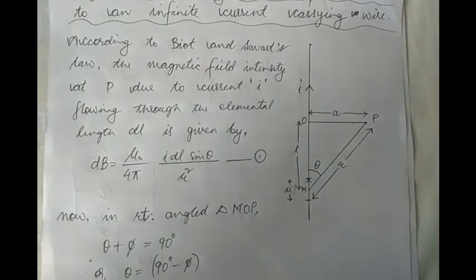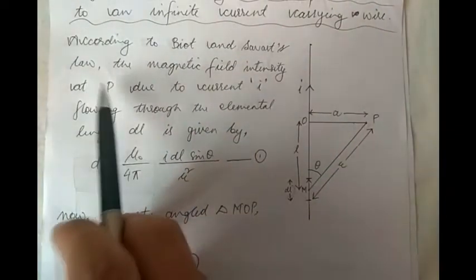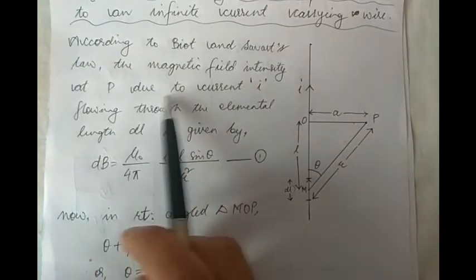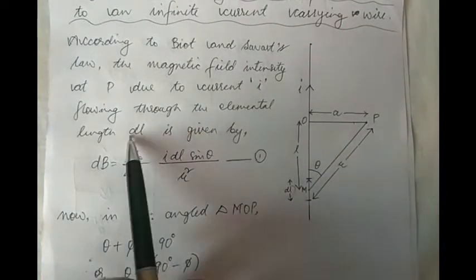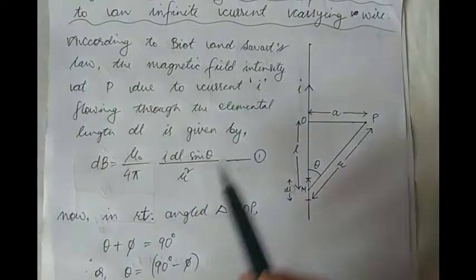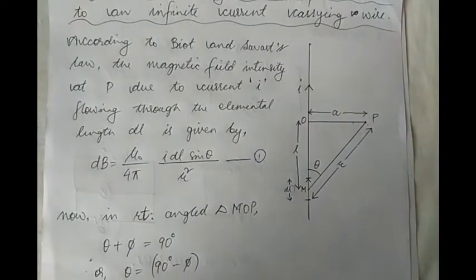According to Biot-Savart's law, the magnetic field intensity at point P due to current I flowing through the elemental length DL is given by this: dB is mu naught by 4 pi, IDL sine theta by r squared. Where do we get this from? We get this from Biot-Savart's law. So this is how you start.